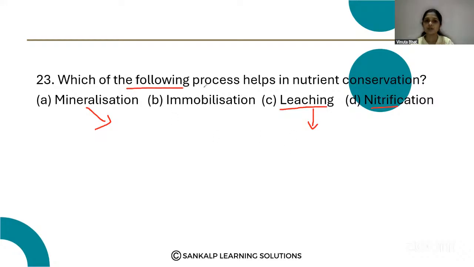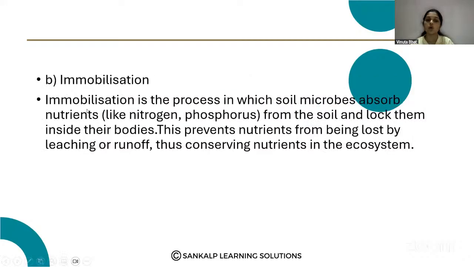So which one of the following process helps in nutrient conservation? To conserve the nutrient, immobilization is helpful. What is immobilization? It is the process in which soil microbes absorb nutrients like nitrogen and phosphorus from the soil and lock them inside their bodies. This prevents the nutrients from being lost by leaching or runoff, thus conserving the nutrients in the ecosystem.